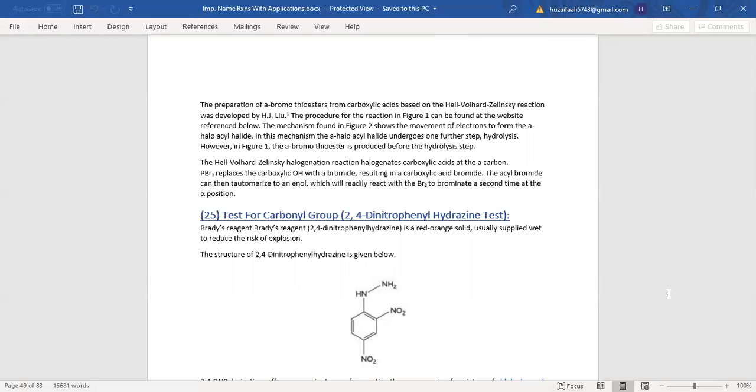The Hell-Volhard-Zelinsky halogenation reaction halogenates carboxylic acids at the alpha carbon. PBr3 replaces the carboxylic OH with the bromide, resulting in a carboxylic acid bromide. The acyl bromide can then tautomerize to an enol, which will readily react with the Br2 to brominate a second time at the alpha position.